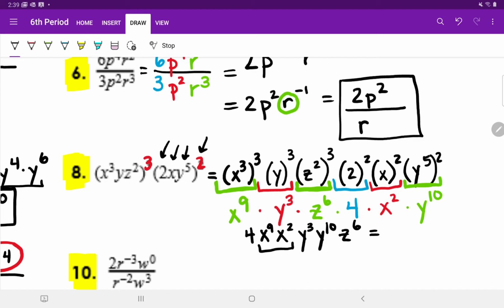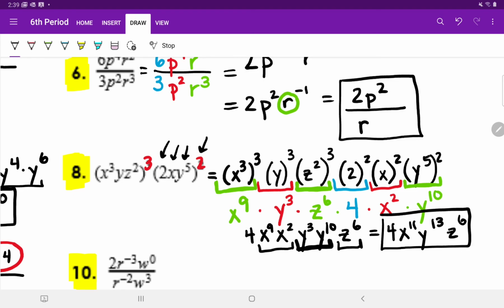These two x's are being multiplied. We can combine them by adding their exponents. So we end up with x to the 11. These two y's are being multiplied together, so we can combine them by adding their exponents. And then finally, this z is just kind of all by its lonesome, doesn't need to combine with anything, so we end up with this as our final answer.